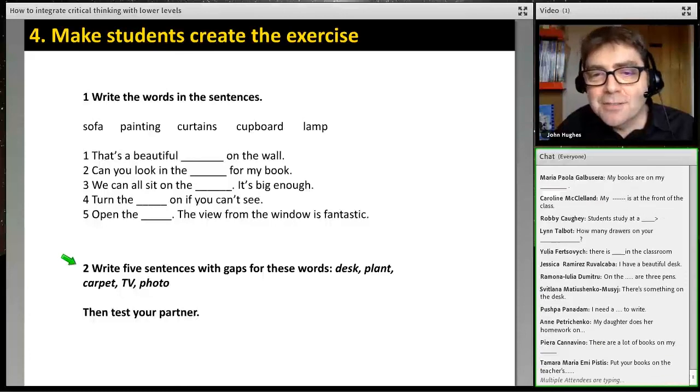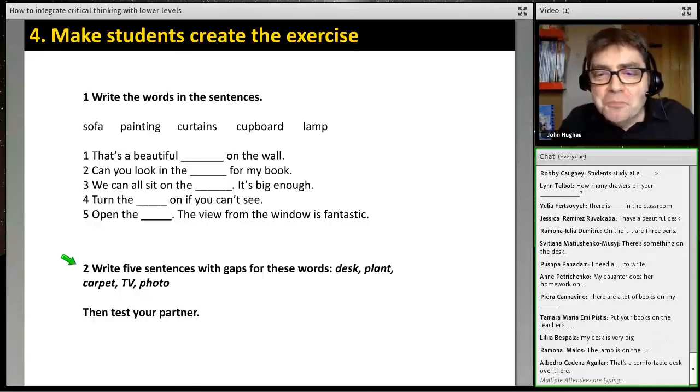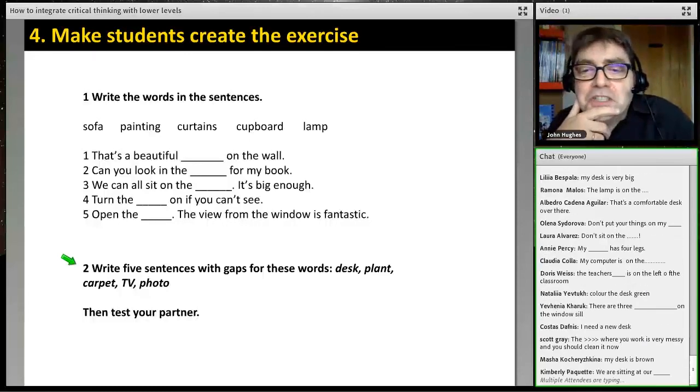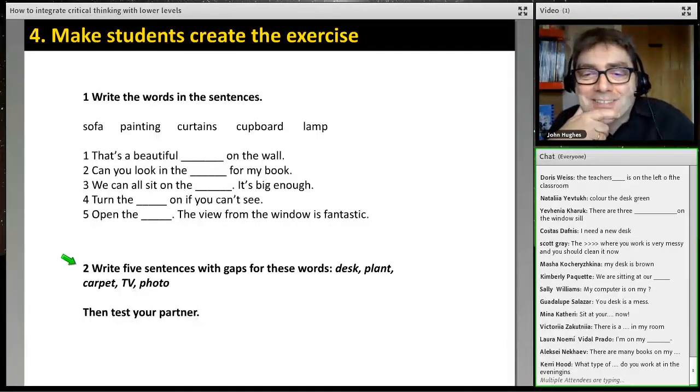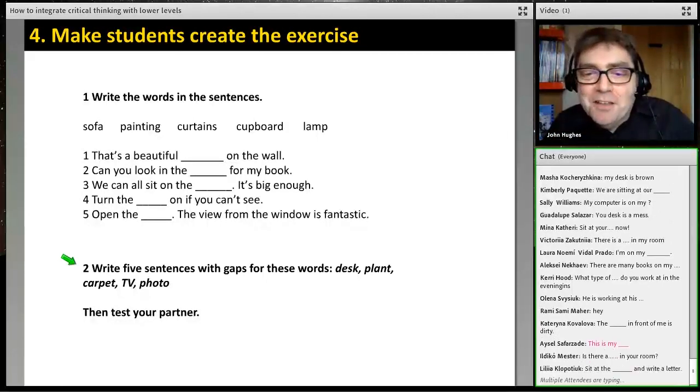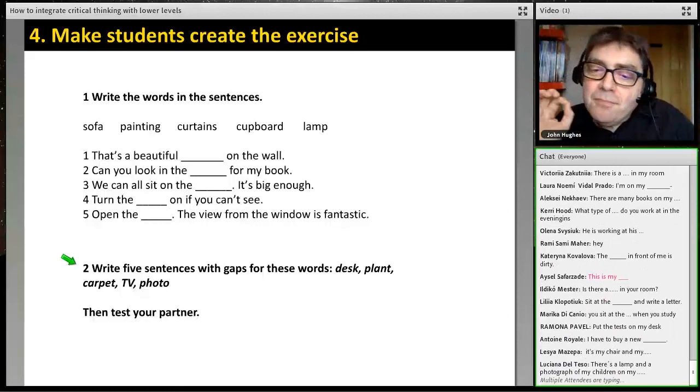The book's, oh gosh, the ideas are rushing by. There are lots of books on my desk. That's quite a nice one. Don't sit on the desk. Very good. Your desk is a mess. Yes. Okay, you get the idea.